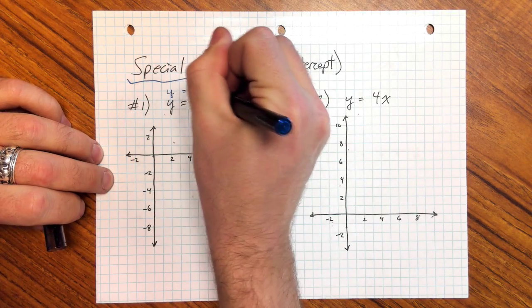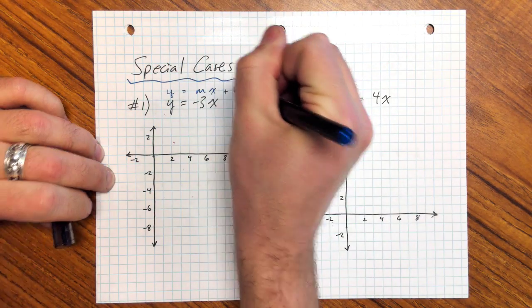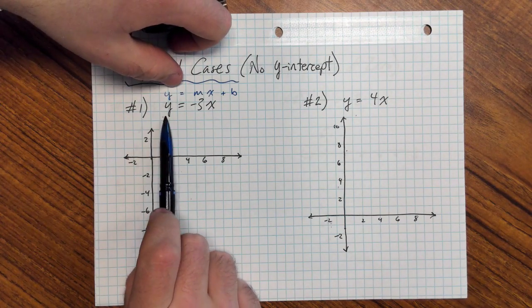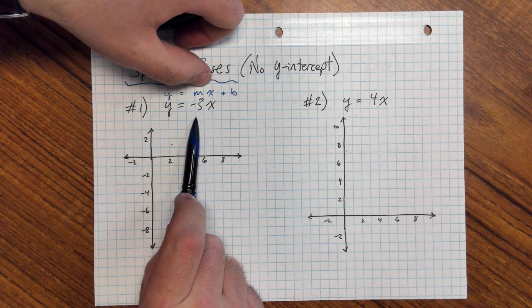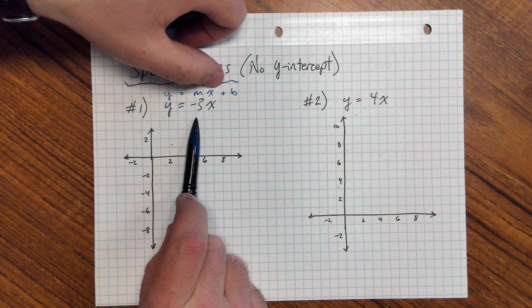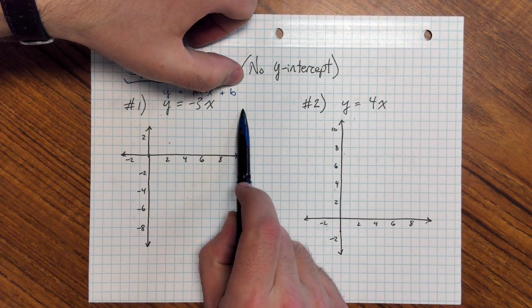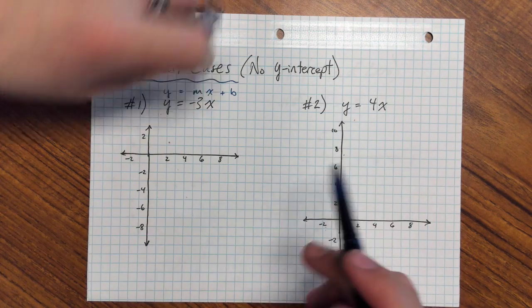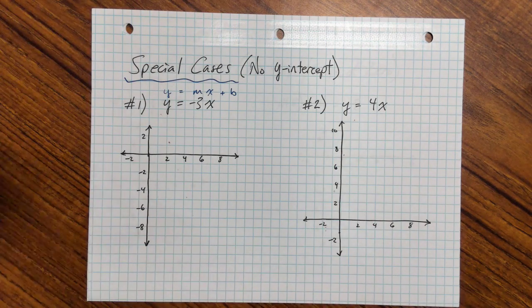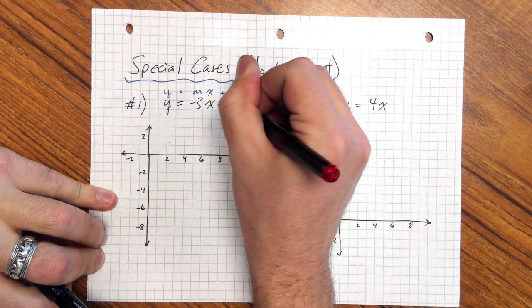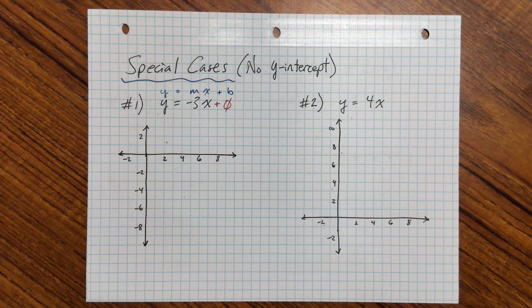So if we have y equals mx plus b, notice there's our y. 3 would be our slope in the place of m. We have our x, but we have no plus b here. Okay? That means there's no y-intercept. What it really means is it's a y-intercept of 0, so we could write plus 0 there. Anytime you see no y-intercept listed, it's actually a y-intercept of 0.